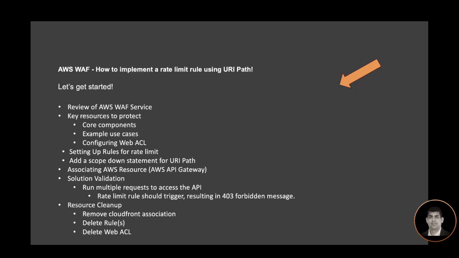Let's get started. We're going to do a quick review of the AWS WAF service. We'll look at the key resources to protect. We'll set up the rule for rate limit, and then we will apply a scope down statement for URI path as well. We will associate it with the AWS resource, which is AWS API Gateway in this case, and then we'll validate the solution. We'll run the request through Postman, and once the rate limit rule triggers along with the URI path condition, it should provide us a 403 forbidden message.